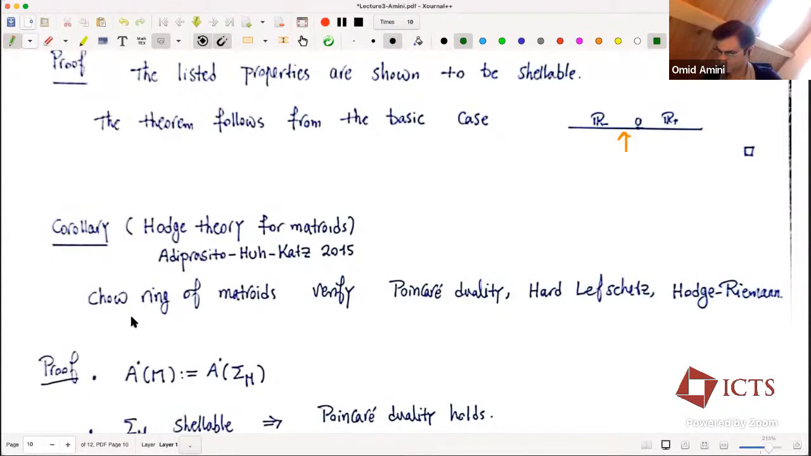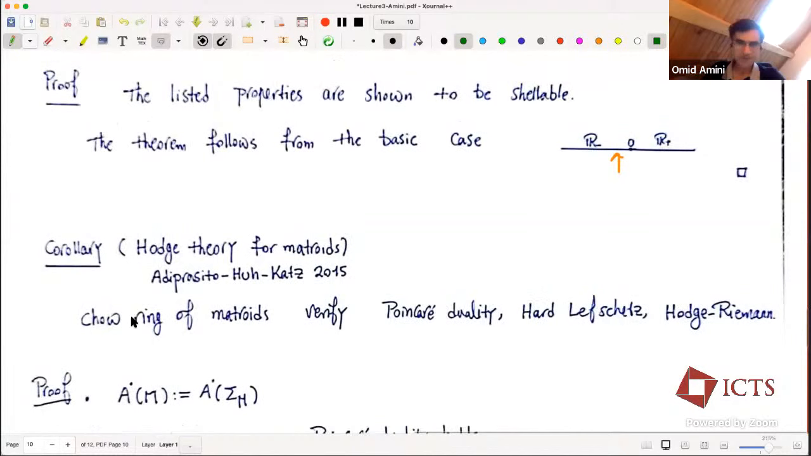Okay, so one corollary of this theorem is that you get the proof of all the properties listed for basic fans, like for example for complete fans. As there was a question about complete fans, you know that the corresponding toric variety is compact. So basically, you can also get it from geometry, from the same properties holding for complex projective varieties. But this gives you somehow a combinatorial proof.